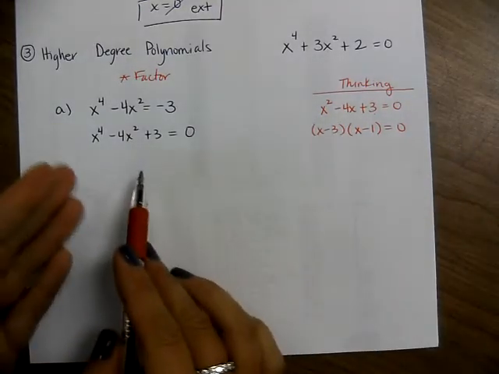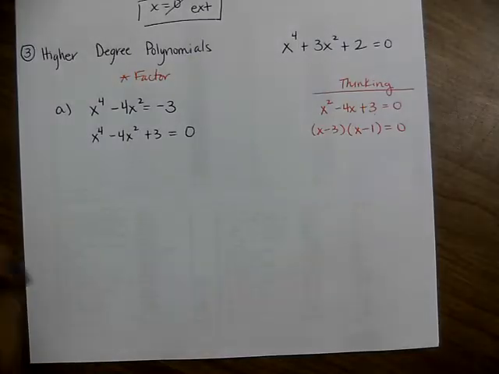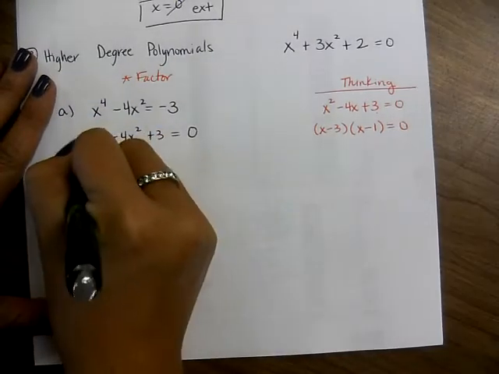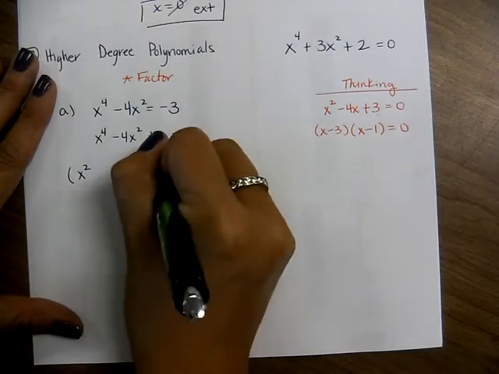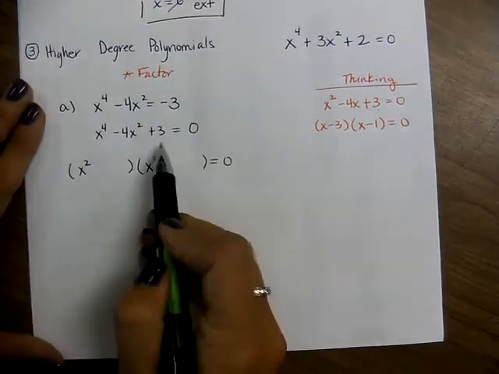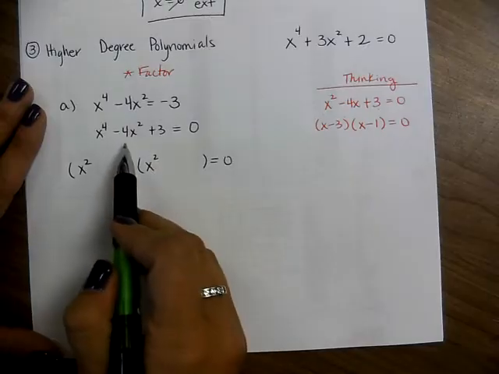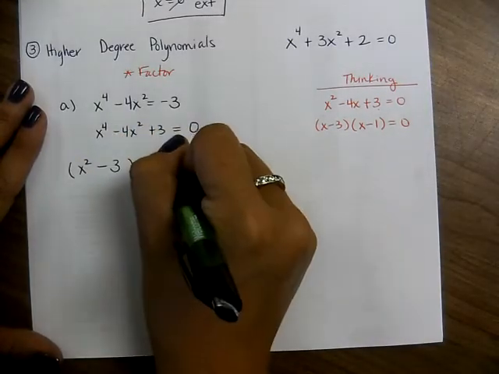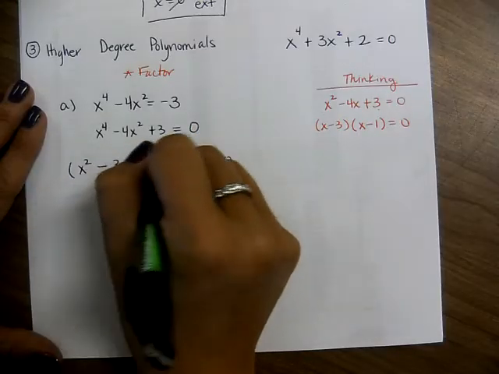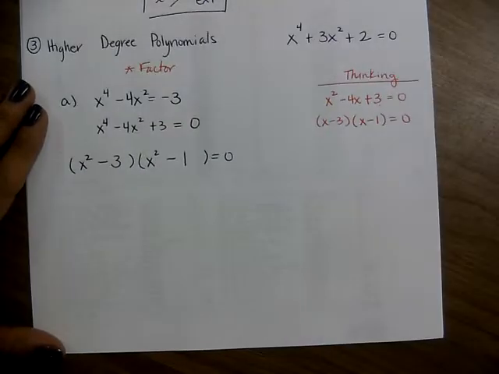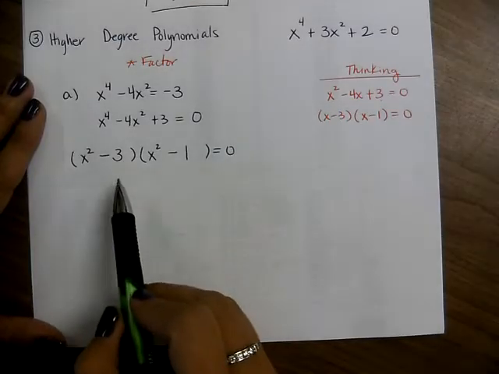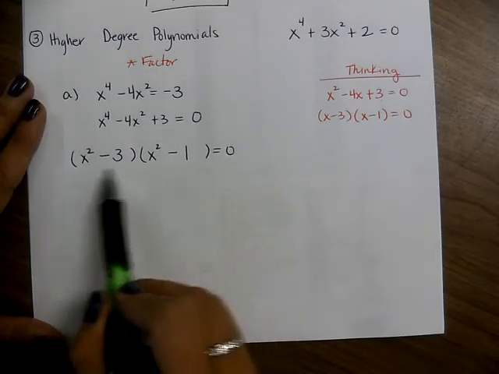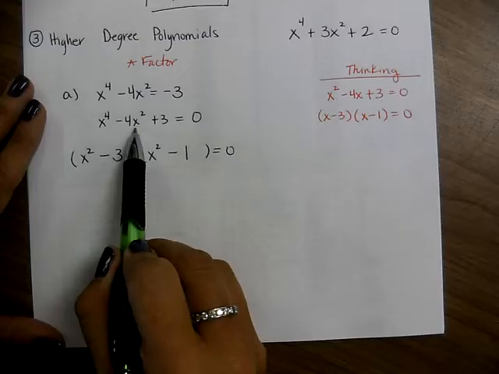Well, now let's just apply that idea over here. How do you get an x to the 4th? What do you have to multiply together? X squared and x squared. So that's where you start. I still have to think about what multiplies to a positive 3 and adds to a negative 4. So I'm still going to use minus 3 and minus 1. And now notice when I check that middle term, I have a negative 3x squared and a negative 1x squared adding to the negative 4x squared I need.